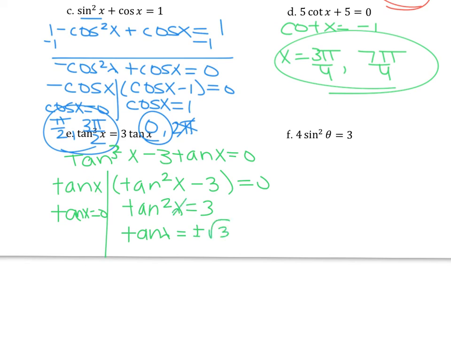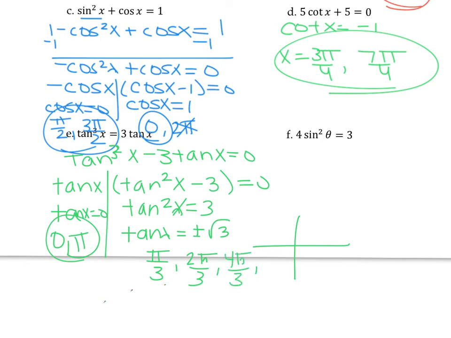So tan is 0 when y is 0. Y is 0 at 0, pi, and 2 pi, so that's just 0 and pi. Square root of 3, my answer key is wrong on this. Square root of 3 is the pi over 3 family, so pi over 3, 2 pi over 3, 4 pi over 3, and 7 pi over 3.